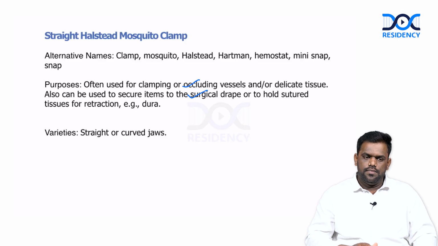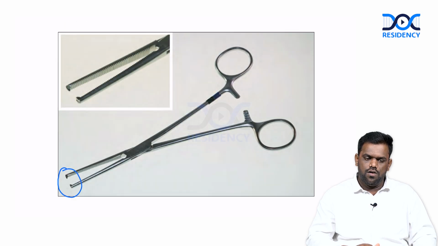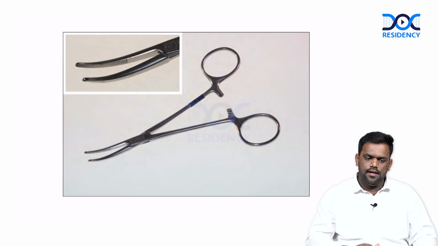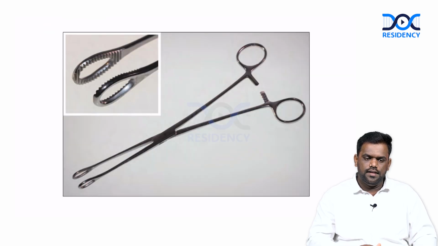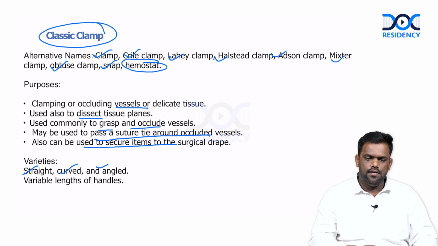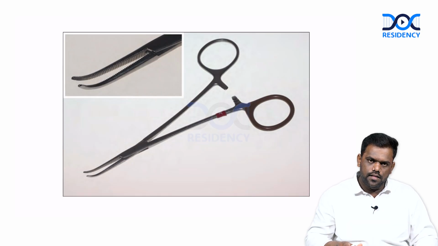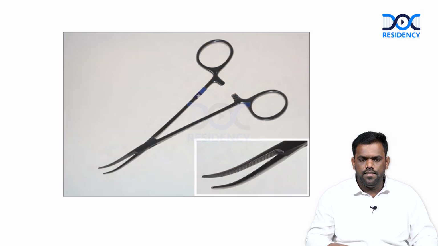This is our towel clamp, and this is our straight Halstead mosquito clamp. And this is our Cocker's clamp. This is Kelly's clamp. Mosquito, Halstead mosquito clamp. This is your Foster sponge stick. Then Crile's clamp, or classic clamp. So these clamps are mainly based upon the curvatures and the lengths, and they can be called various clamps.